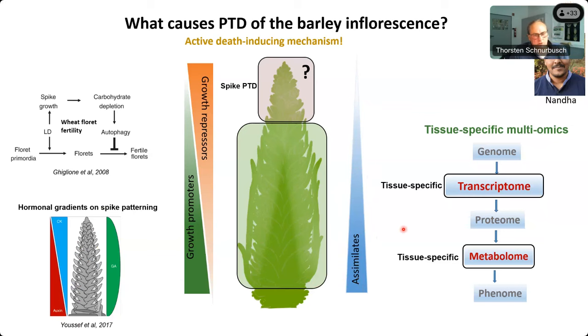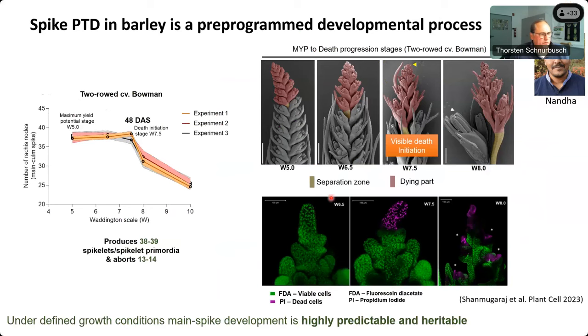I cannot talk about all of them today, but he did a transcriptome analysis and also a metabolome analysis, and he identified very interesting patterns of how this spike PTD is induced. One of the first things he wanted to do was to standardize experiments in a specific cultivar under specific growth conditions in the greenhouse, in order to determine how this PTD is induced.